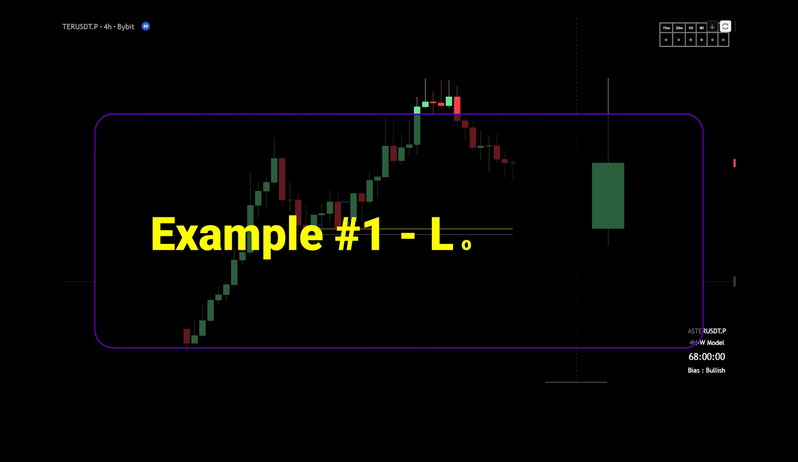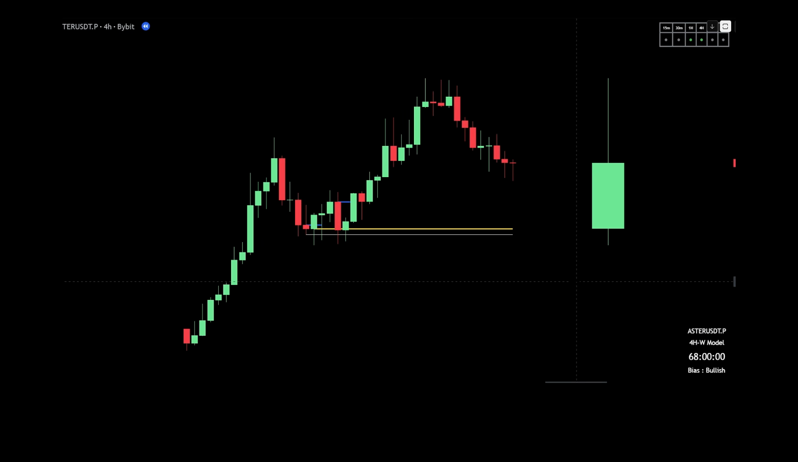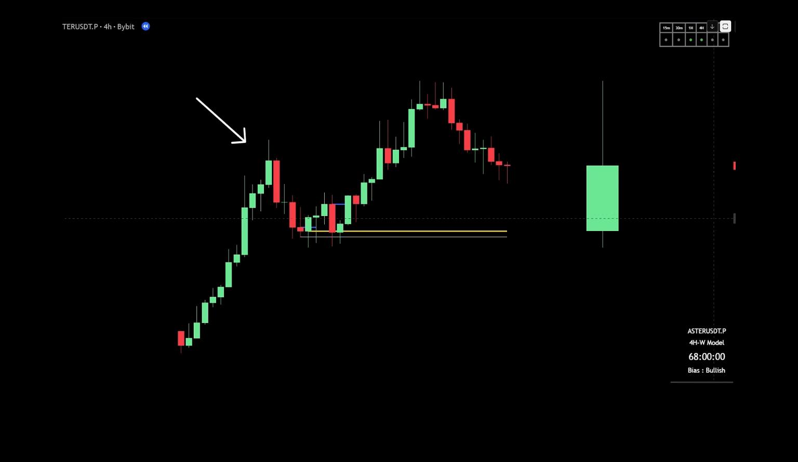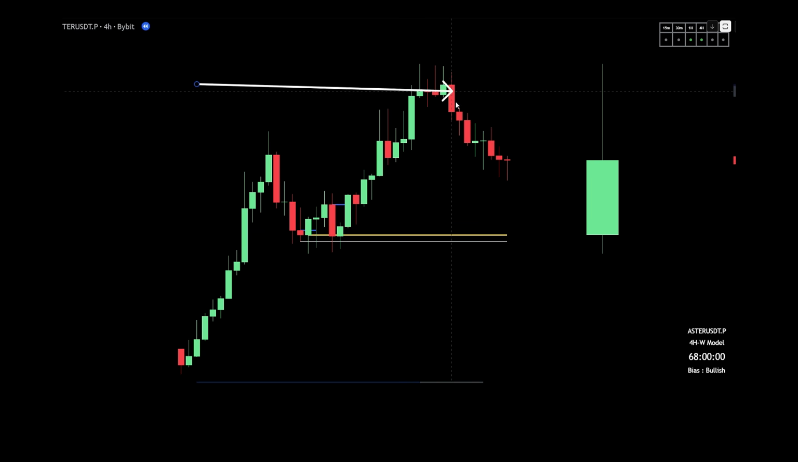All right, we're on the charts and I'm looking at a cryptocurrency coin called Aster USDT, but keep in mind this strategy works exactly the same no matter what asset class you're trading. As I came to the chart here, I noticed price had made a break of structure to the upside, which is showing strength in this asset. And then the asset had retraced back down.